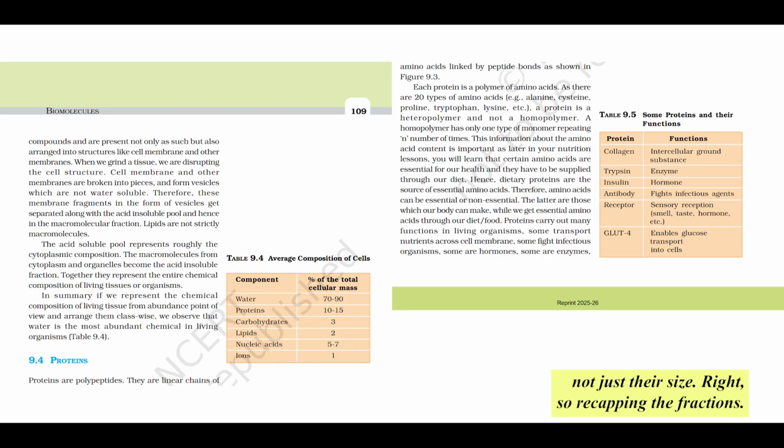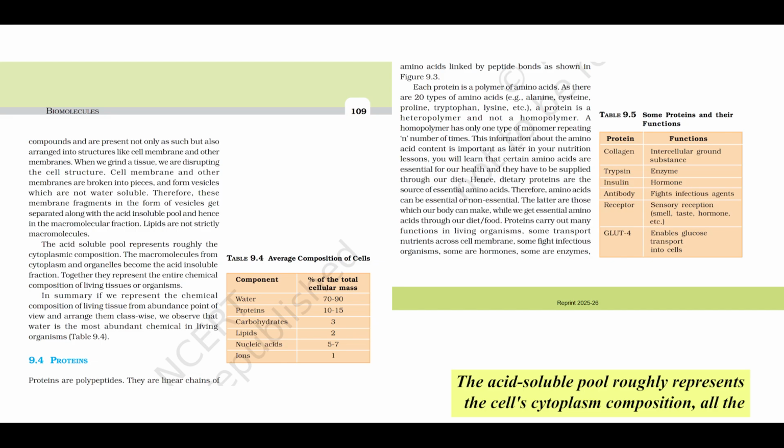Right. So recapping the fractions. The acid-soluble pool roughly represents the cell's cytoplasm composition, all the dissolved small molecules. The macromolecules, proteins, polysaccharides, nucleic acids, from the cytoplasm and organelles, plus those lipid vesicles form the acid-insoluble fraction. Together, these two fractions give us the entire chemical inventory of a living tissue. The whole picture. Exactly. And just to put in perspective, remember the overall composition? What's the most abundant chemical in a cell by weight? Water. By far. Water makes up a massive 70–90% of the total cellular mass.